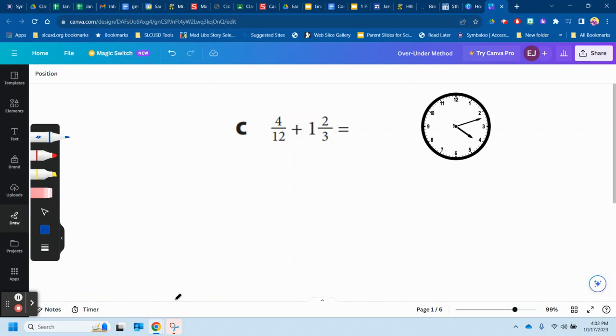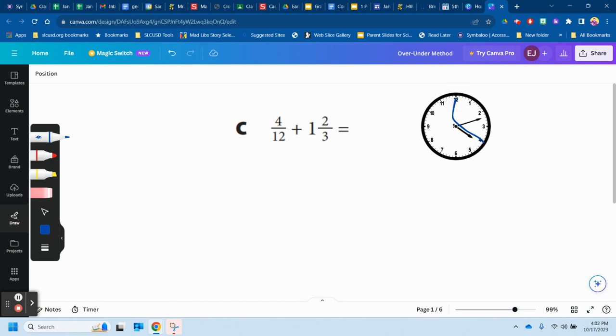Hey, this is Ms. Jarvis with homework help for October 17th, and we're looking at adding and subtracting fractions with unlike denominators. Now, this one, problem C, I took because we worked a lot with the clock and how it's divided. It's like a fraction, and some of the times are fractions.